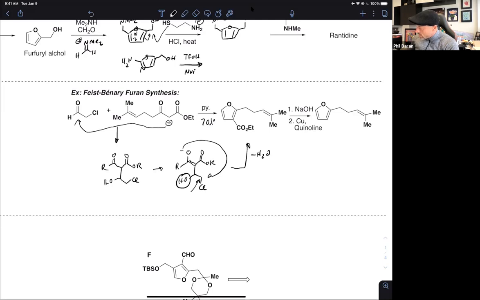Now, to complete the synthesis, all they need to do is decarboxylate, and they do that by hydrolyzing to the acid and then heating up with copper and quinoline, an ancient way of doing decarboxylations.